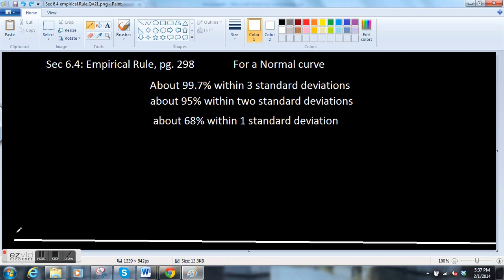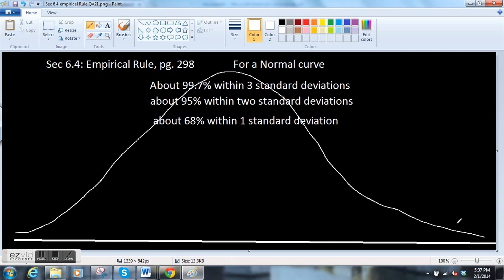So let me see, here's the big challenge. Can I draw a normal curve for you? This is happening live, people. This is not the best normal curve you've ever seen. I don't like it that much, but I'll just go with it. So here's a normal curve.